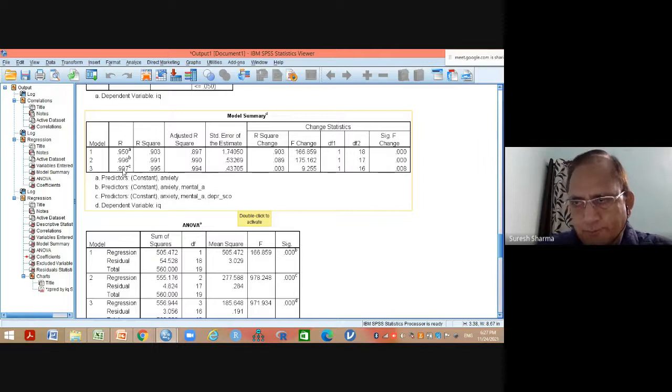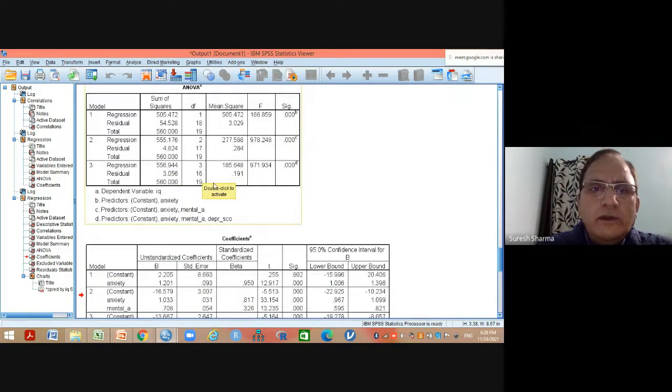Number 2, very important. There should not be much difference between R square and adjusted R square. Now look at R square, 0.995. Look at adjusted R square, 0.994. So hardly any difference between R square and adjusted R square. Number 3, I'll explain to you the meaning of adjusted R square.